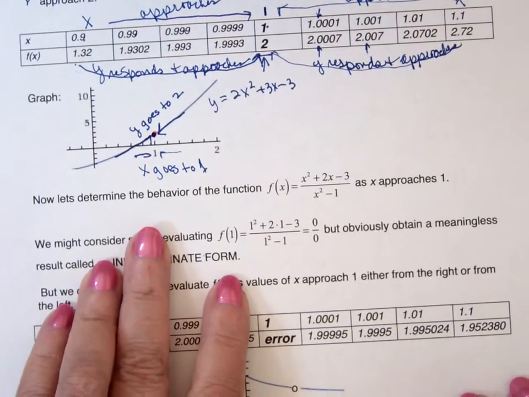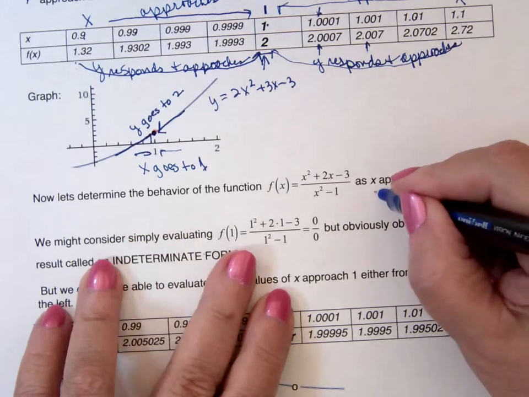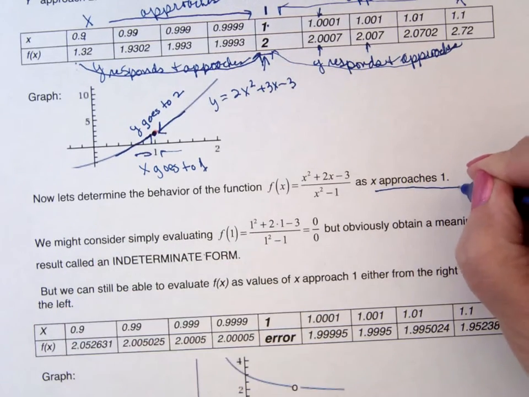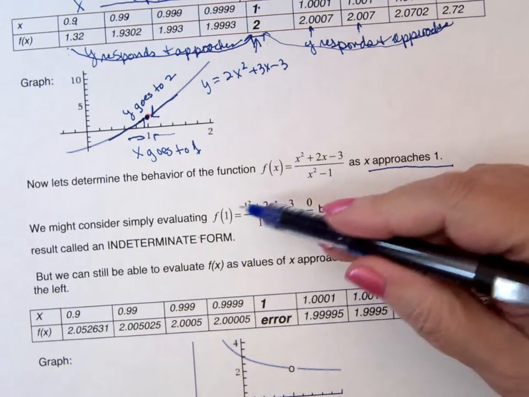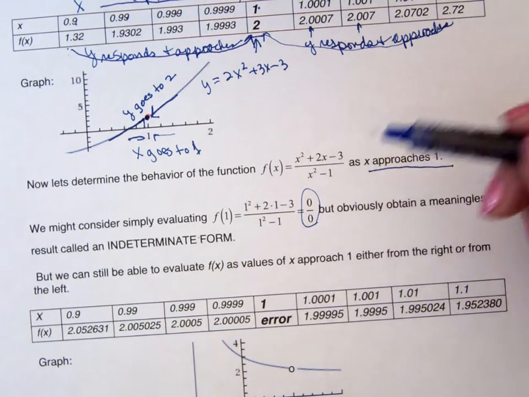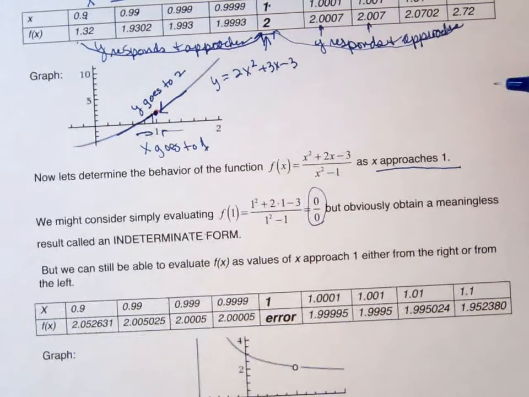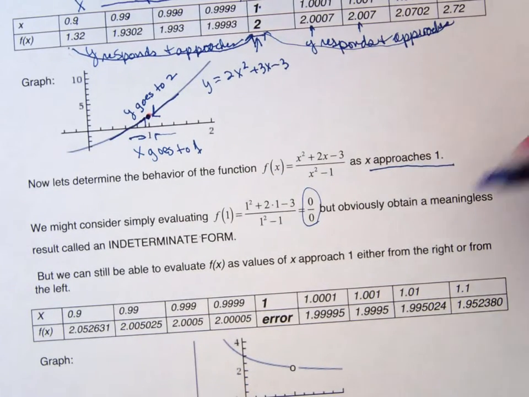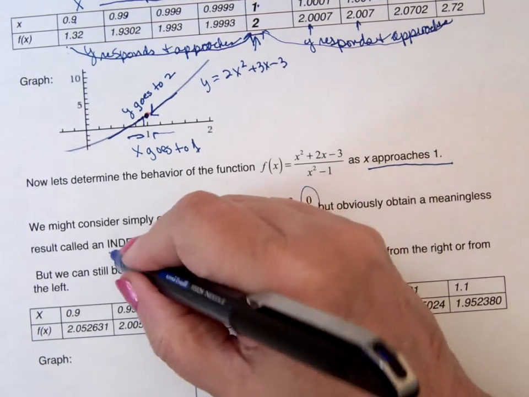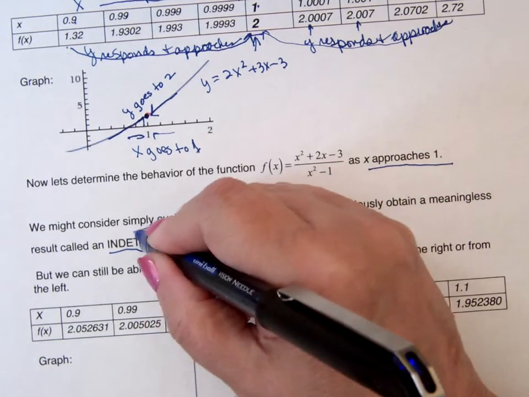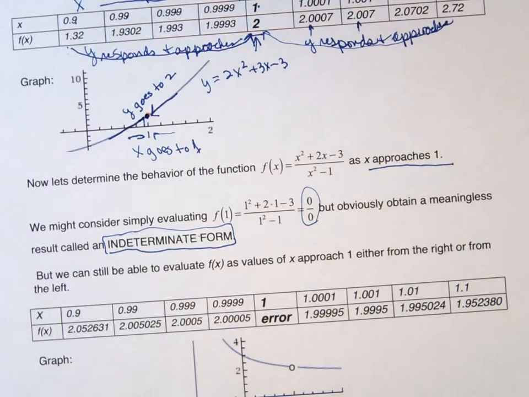Now what if I have something which looks like that, and I'm still going to approach 1. Now we remember that if I put in x equal 1, I get 0 over 0. 0 over 0 is meaningless. I usually say, I don't know. I haven't a clue if I get 0 over 0. It's called an indeterminate form. So that's what it's called.